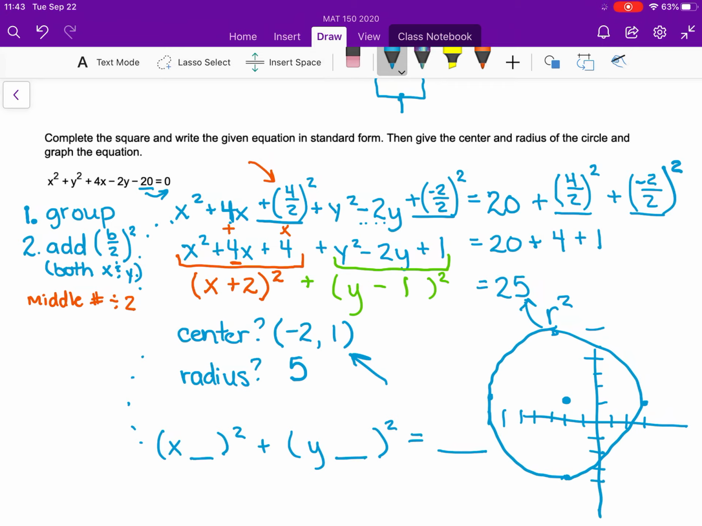But that's the whole reason we complete the square, because it was much easier to see the center and radius once it was in standard form. So this is called standard form. And so that's why we want to put it in standard form when we're given the general form.